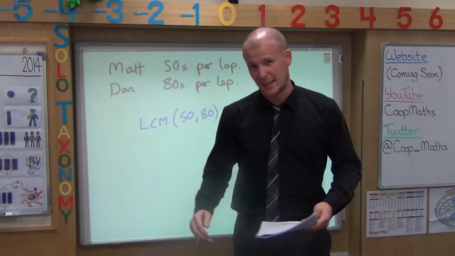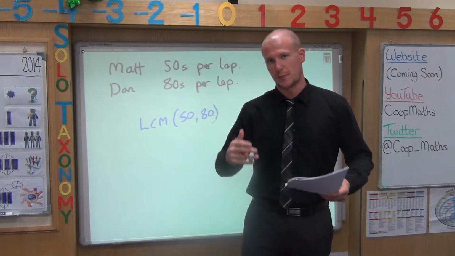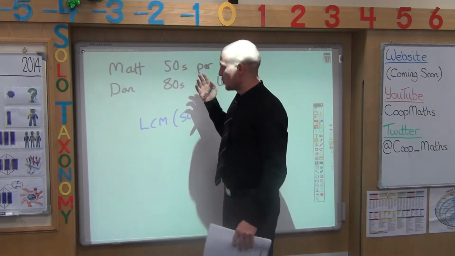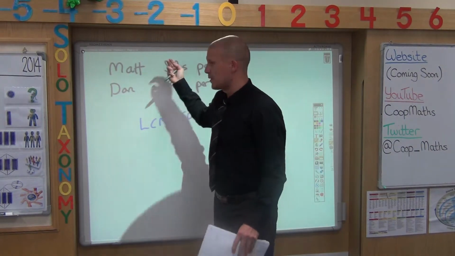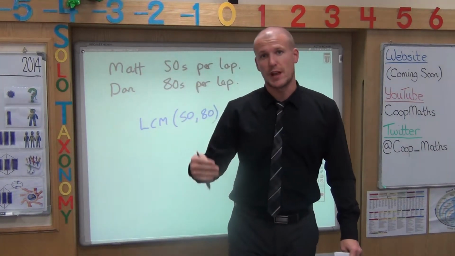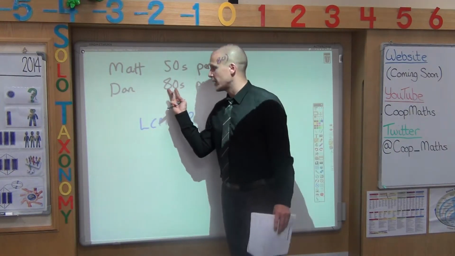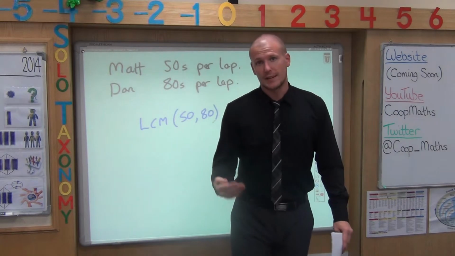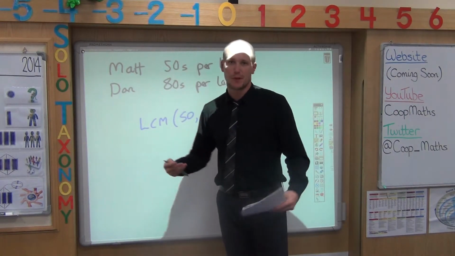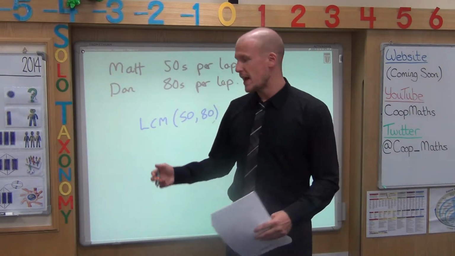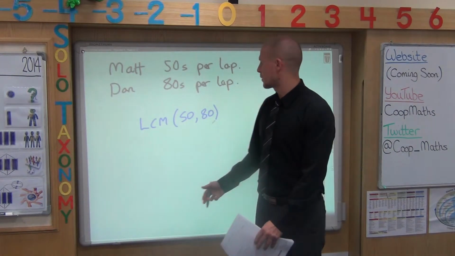of 50 and 80 is going to give you the total time it will take before they're both back at the beginning. Now, you can do these sort of a trial and improvement way, where you have that Matt's going to finish each lap after 50 seconds, then 100, then 150, then 200. And similarly with Dan, he'll finish after 80, then 160, then 240. In other words, you just keep going up the 50 and 80 times table. That will get you the answer eventually, but there is a quicker way of doing it, okay?